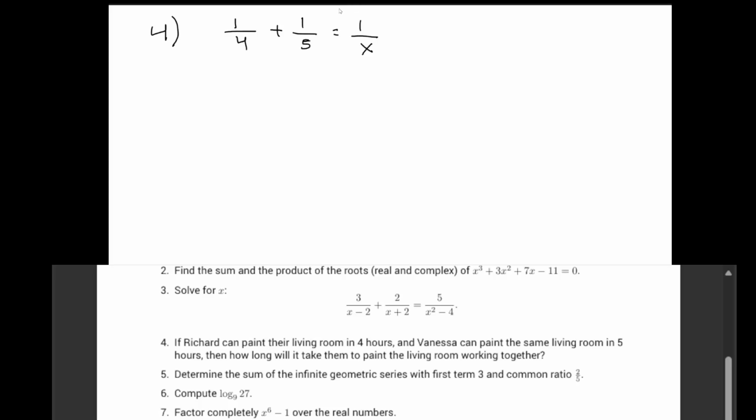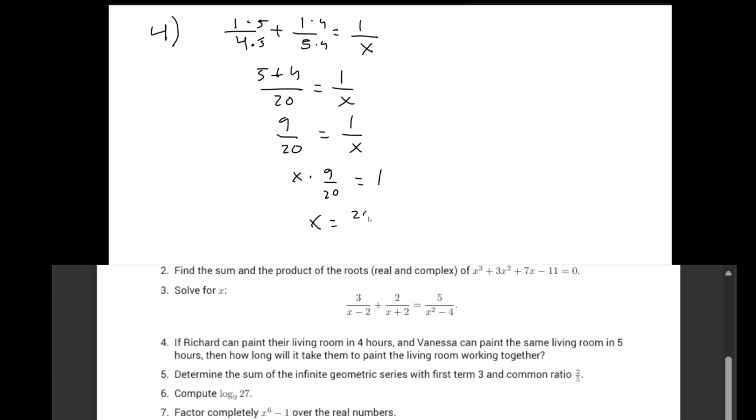So we'll have to solve here by just adding up, times 5 and times 4. We get 5 plus 4 over 20 equals 1 over x. 9 over 20 equals 1 over x. x times 9 over 20 equals 1. x equals 20 over 9. So 20 over 9 hours is what it will take the both of them combined. Sort of a trick question here.